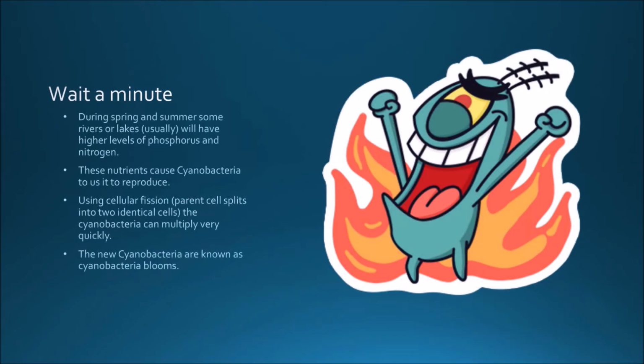In the spring and the summer, whatever water it's around, there's usually higher levels of phosphorus or nitrogen, especially if it's stagnant water, and it will feast off of that in abundance and start reproducing, and it uses cellular fission, so the parent cell splitting into 2 identical daughter cells, and it'll do that in rapid succession if there's enough nutrients around. And when that happens in quick succession, it's known as a cyanobacteria bloom.